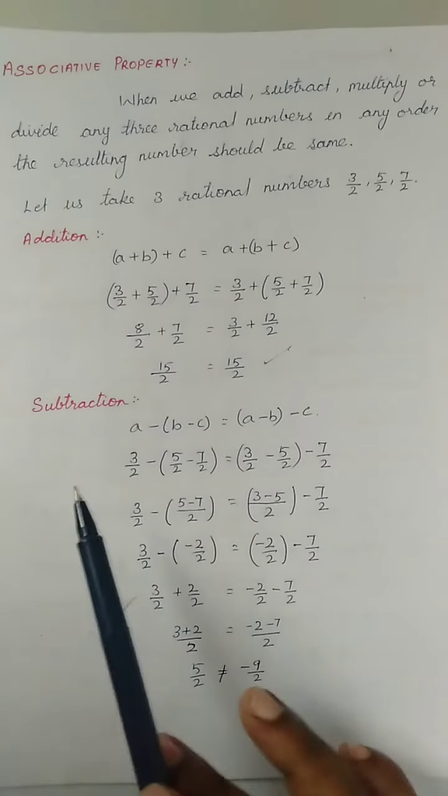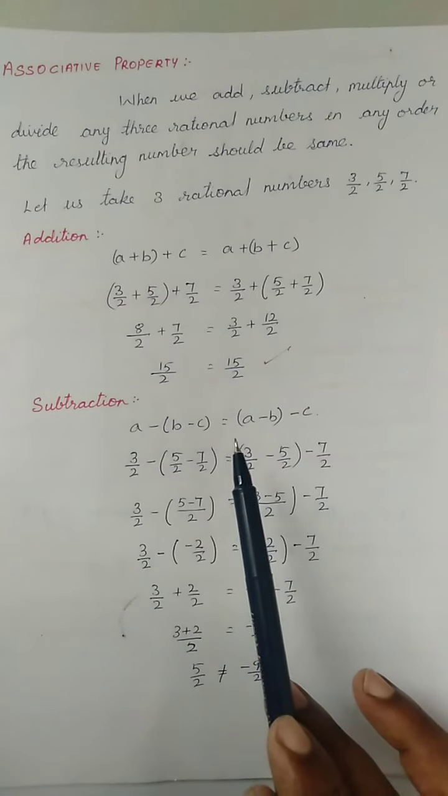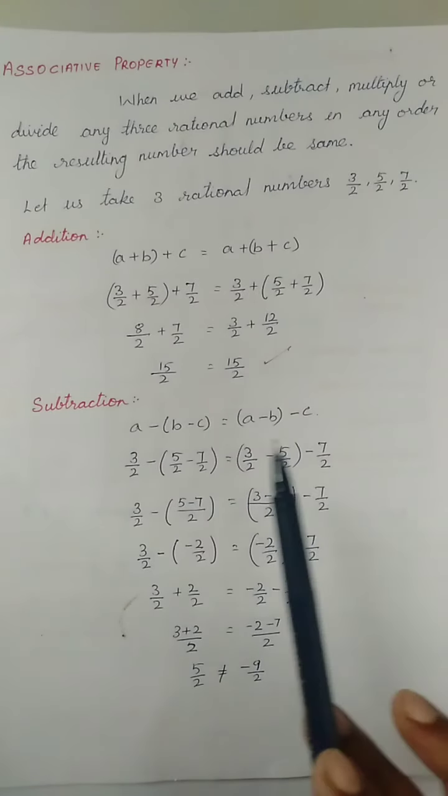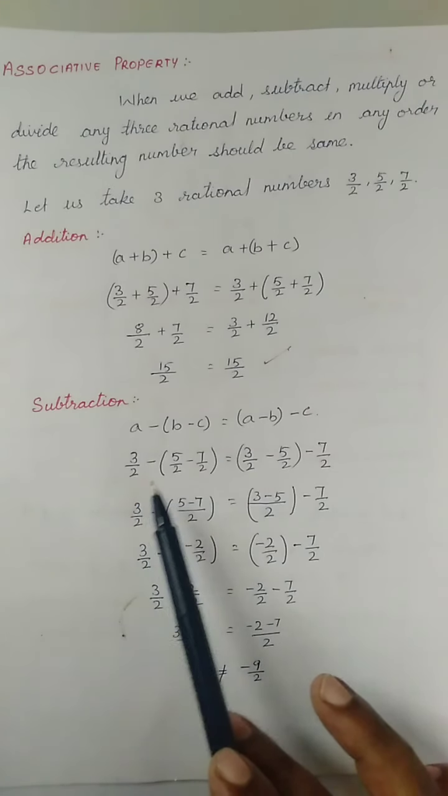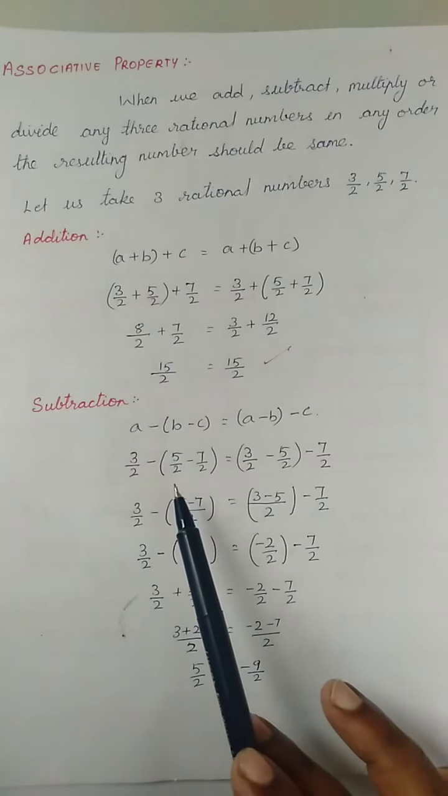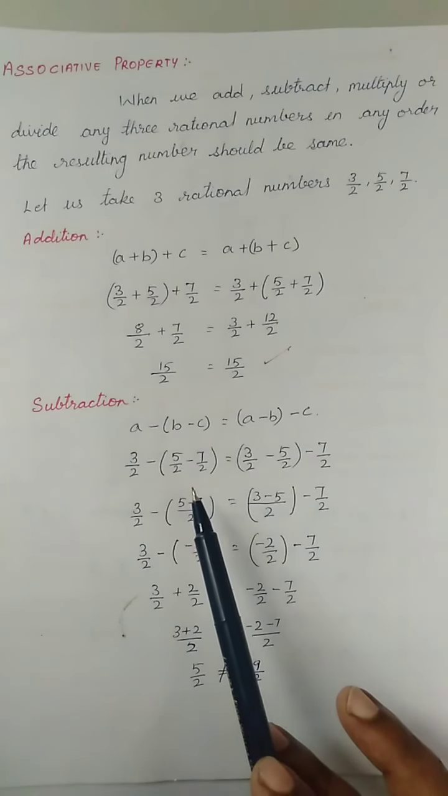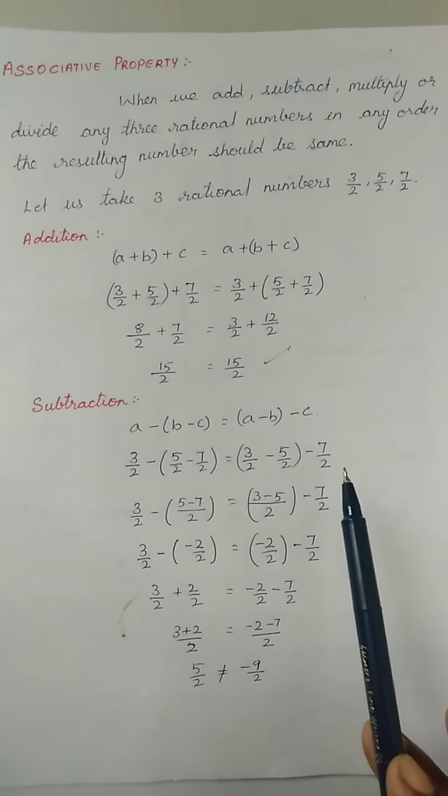Let us check it for subtraction. (a minus b) minus c is equal to a minus (b minus c). In the place of a, substitute 3 by 2. In the place of b, substitute minus 5 by 2. In the place of c, substitute minus 7 by 2. Similarly, here also do the same thing.